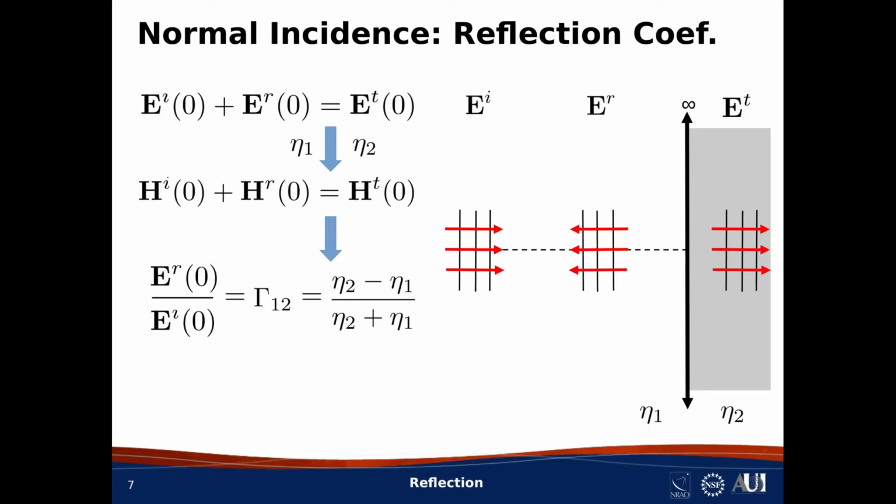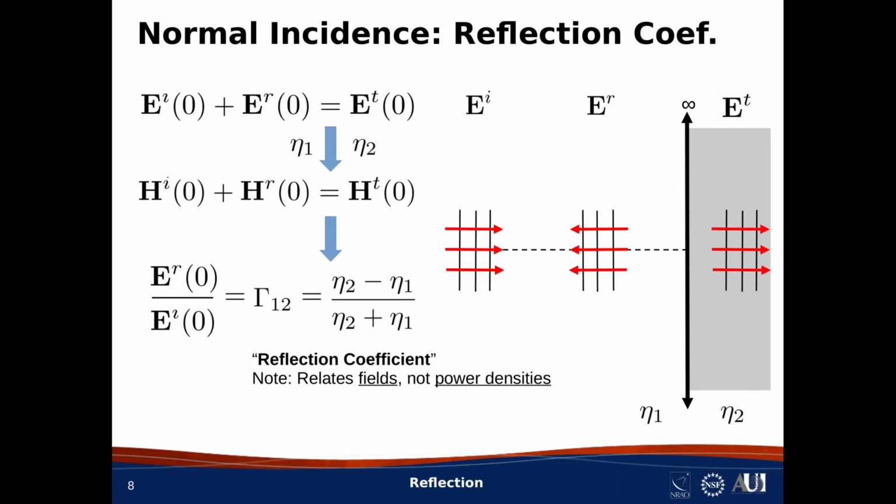And we give this quantity a symbol. We call it capital gamma sub 1, 2. Gamma sub 1, 2 is known as the reflection coefficient. To get the reflected field at the boundary, we multiply the incident field at the boundary by this quantity.